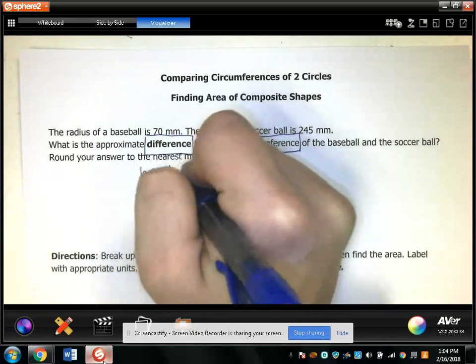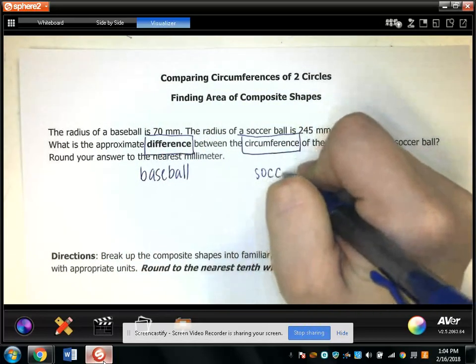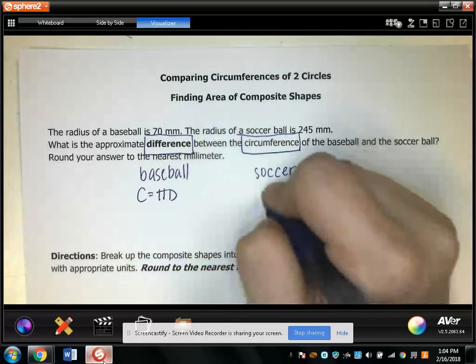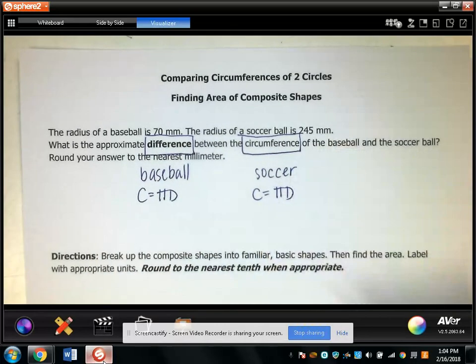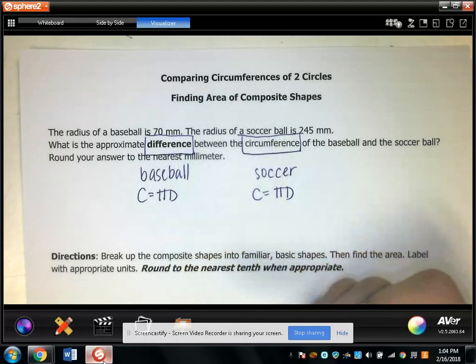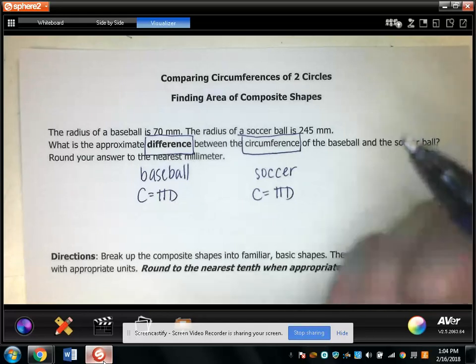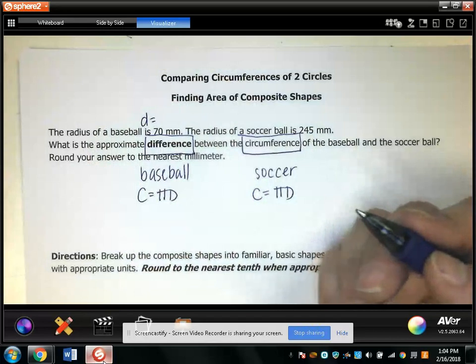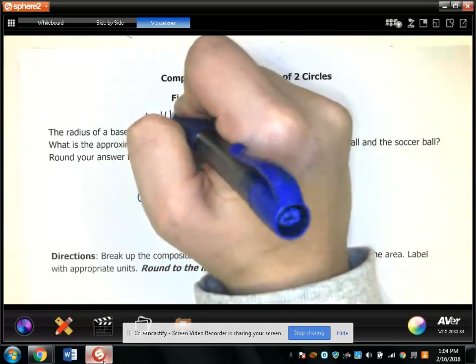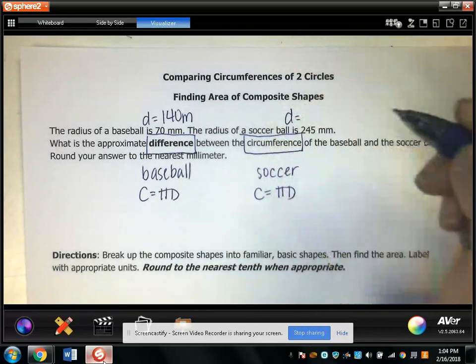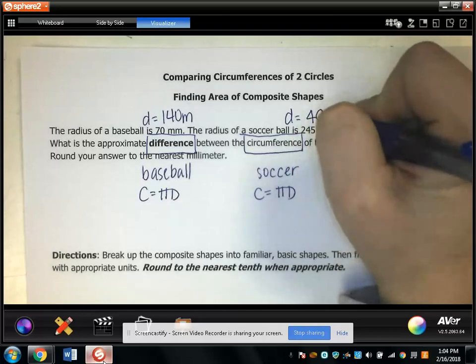I'm going to do all my work for the baseball over here and all my work for the soccer ball over here. And the circumference formula is circumference is pi times diameter, which I remember as cherry pie is delicious. The only problem is you need to plug in the diameter, and they gave us the radius of each. So for the baseball, I'll multiply the radius of 70 millimeters by 2 and say the diameter is 140 millimeters. And for the soccer ball, I'll multiply the radius of 245 millimeters by 2 and say the diameter is 490 millimeters.